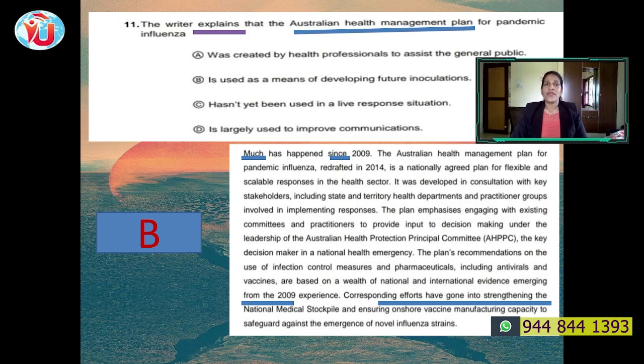That means the writer explains that the Australian Health Management Plan for pandemic influenza is used as a means of developing future inoculations. Inoculations, you know, as a medical personnel, producing or making the vaccines. So the answer is right away there in B. Clear? We'll move to next slide.